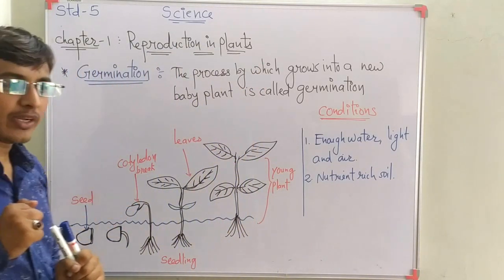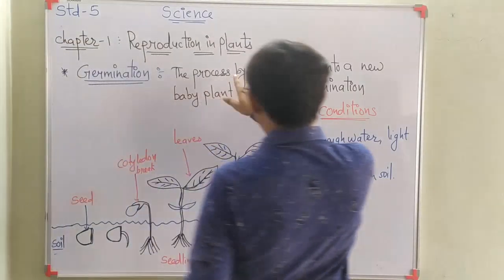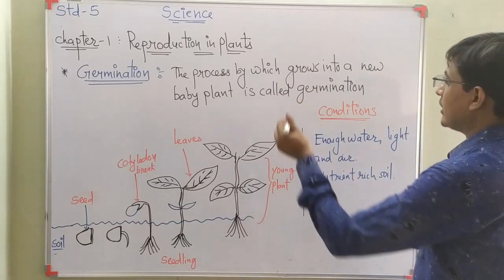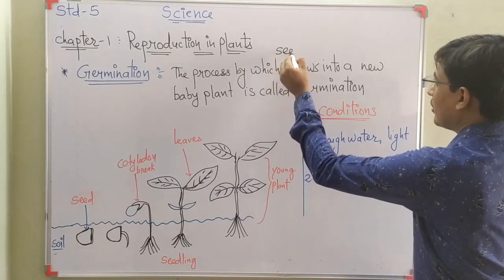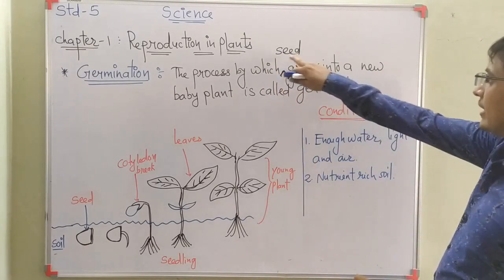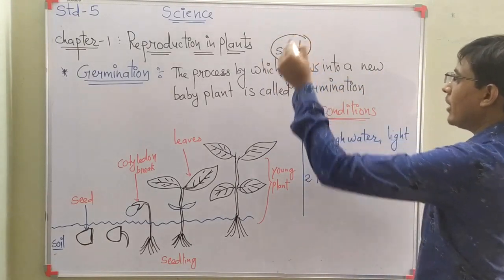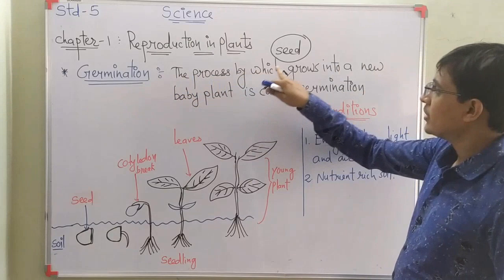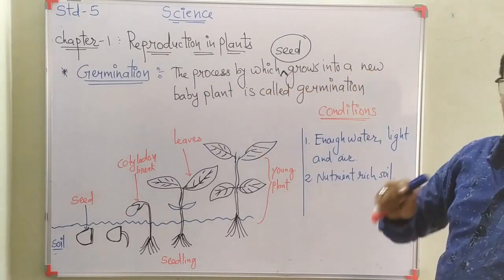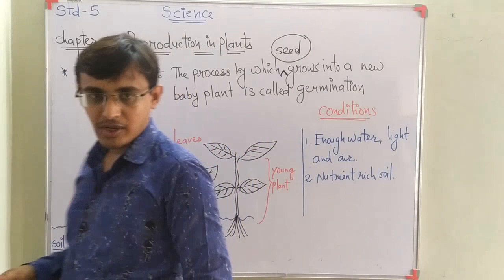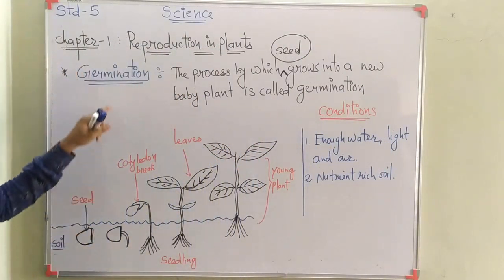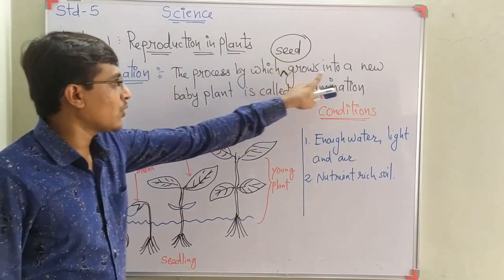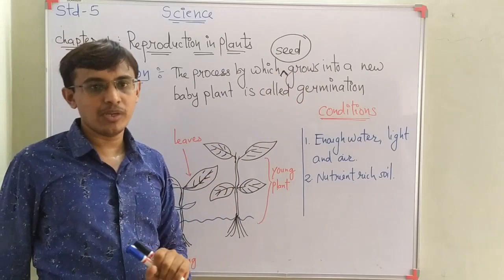What is meant by germination? The process by which seeds grow into new baby plants. What is meant by germination? The process by which a seed grows into a new baby plant is called germination. If someone asks you in a test what is meant by germination, you have to write: the process by which a seed grows into a new baby plant is called germination.